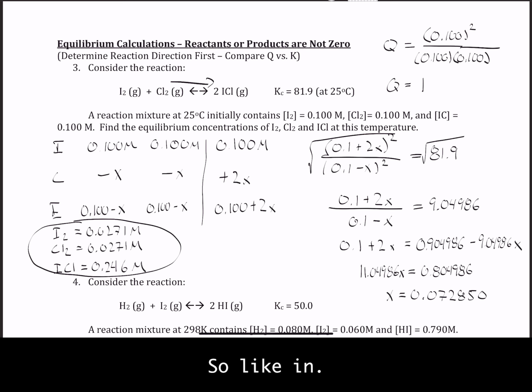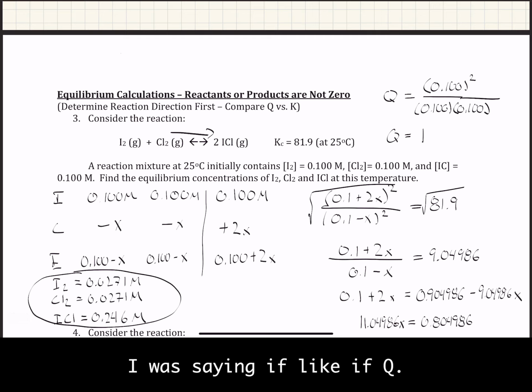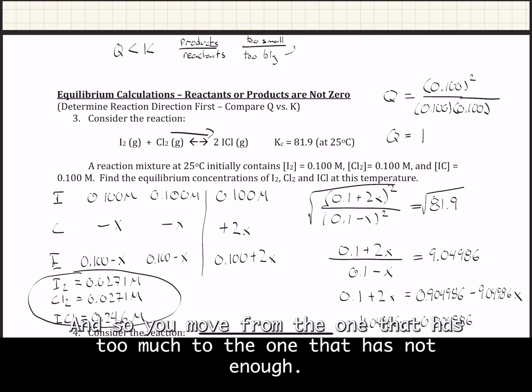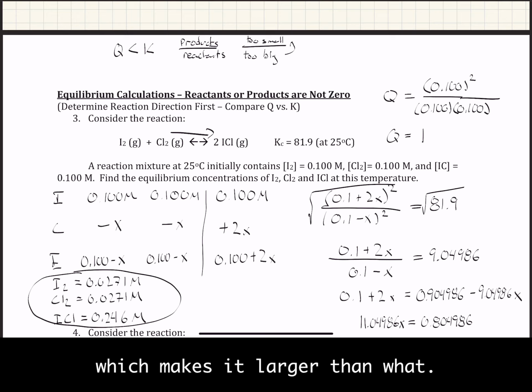So like that's why in lecture I was saying if Q is less than K, and it's products over reactants, then Q is less than K, then the products are too small, and the reactants are too big. And so you move from the one that has too much to the one that has not enough. And that makes that fraction top heavy, which makes it larger than 1.